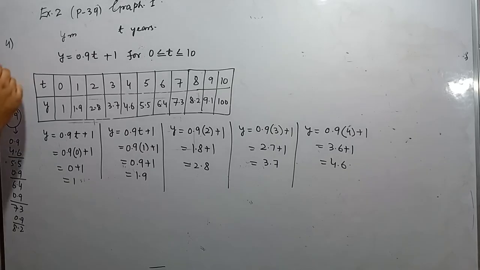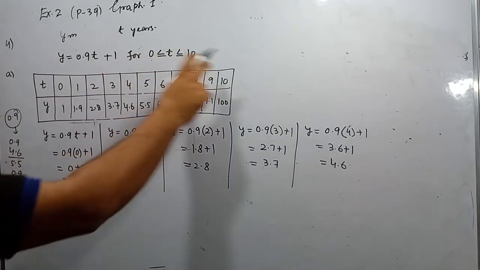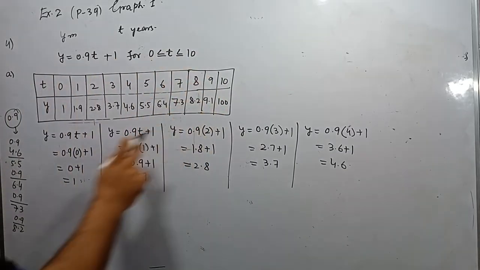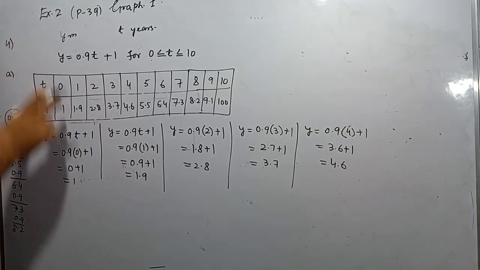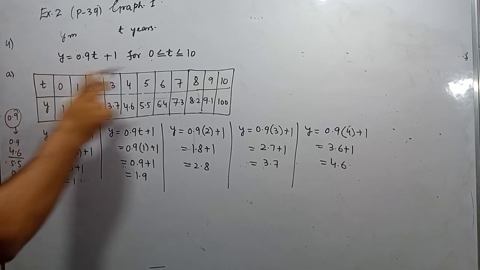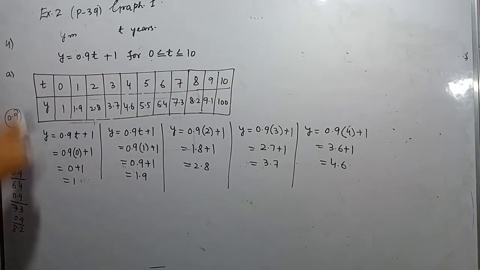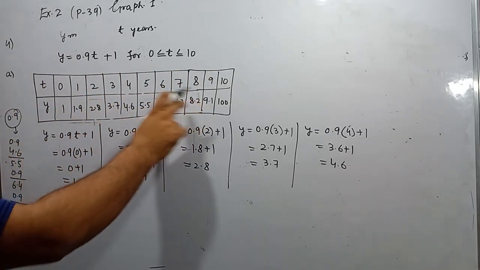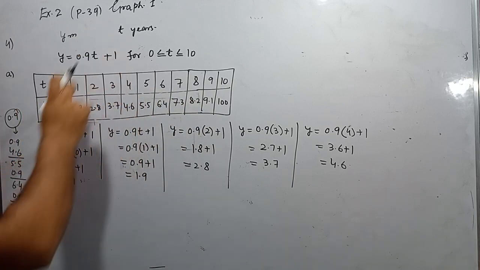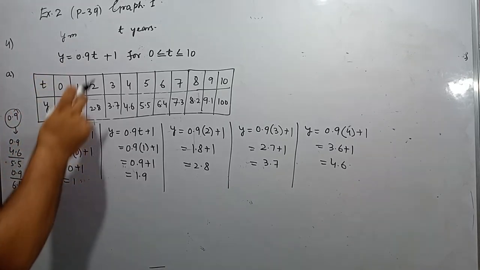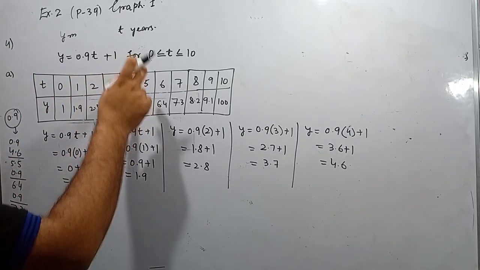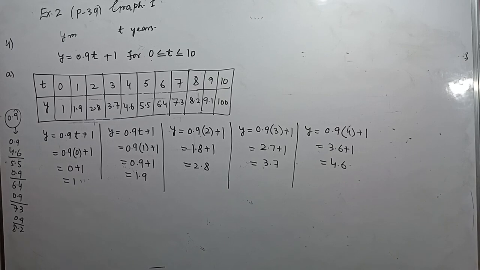This is the part A. We have constructed the table, and we have found the corresponding values. Now we can draw the graph for this. Along the x-axis we can take the t, and along the y-axis we can take these values. Y is actually the height in meters and t is actually the time in years. So these are the respective points that we are going to plot on the graph.